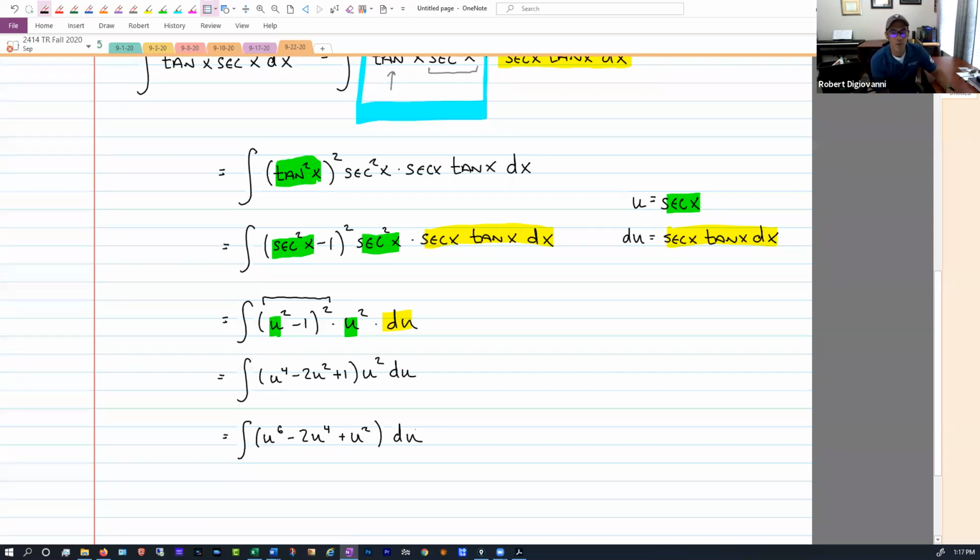And at this point, I'm ready for the power rule. So 1/7 u to the 7th, but I'm going to go ahead and replace the u right now. Minus 2/5 u, which is secant x, to the 5th, plus 1/3 secant x to the 3rd power. I think I've got it all there, plus C.